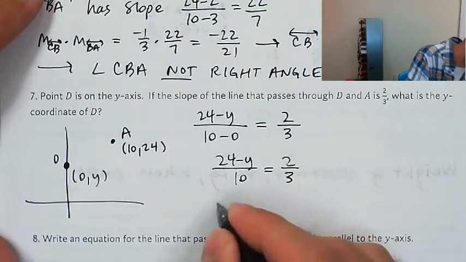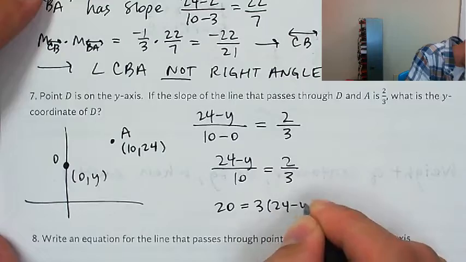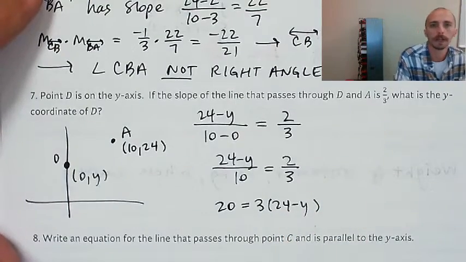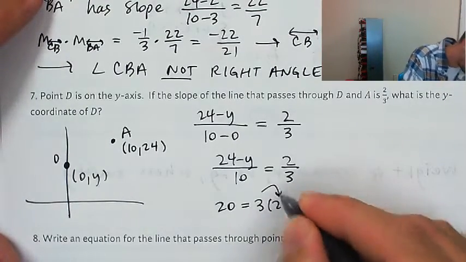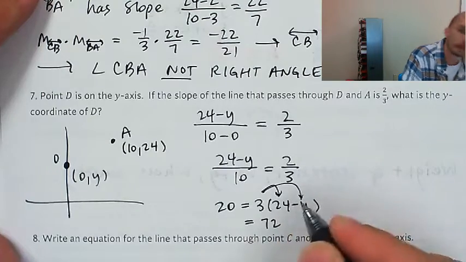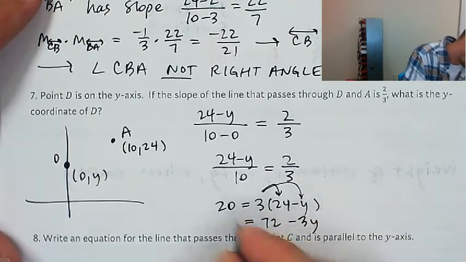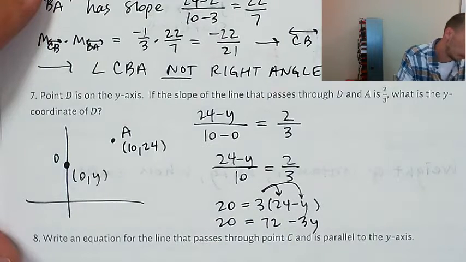And so I'm going to have 20 here equals 3 times 24 minus y, which I know is the type of place where we could make an error. So I'm going to do this first and then distribute. 3 times 24 is 72. I know that because in 3 days there's 72 hours. And then that's minus 3y, and that'll be equal to 20. Yep. And now we're going to solve for y.